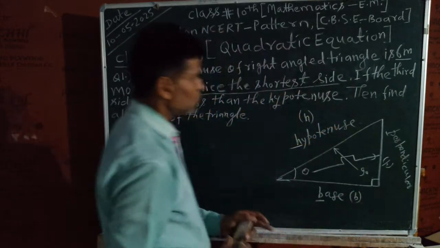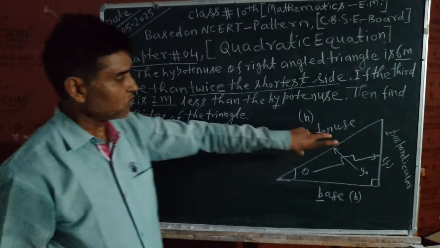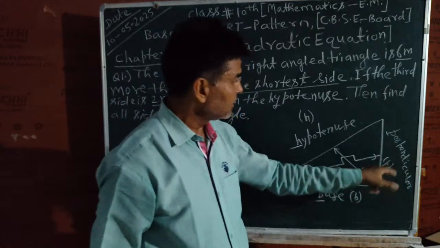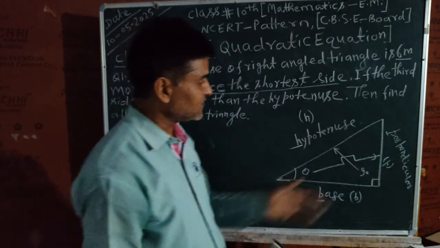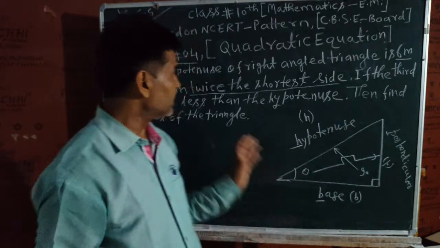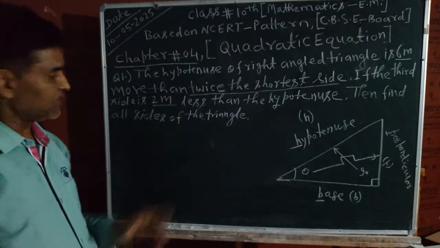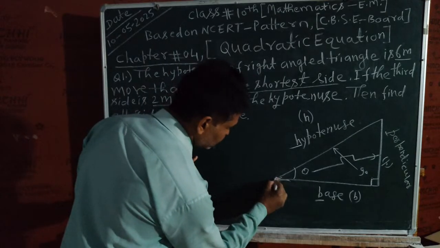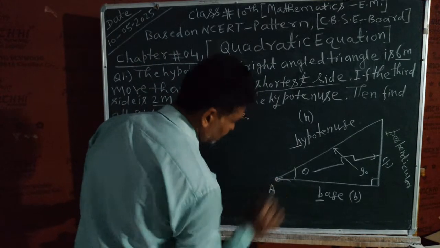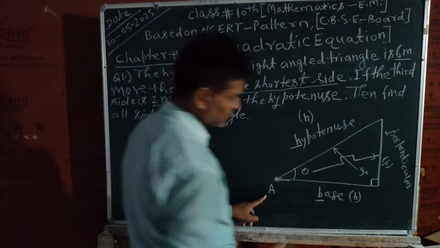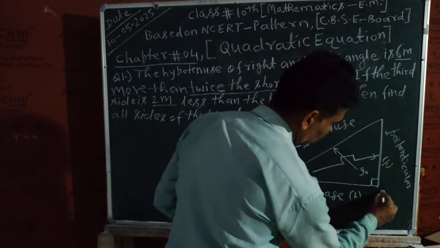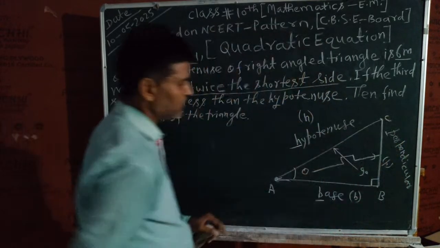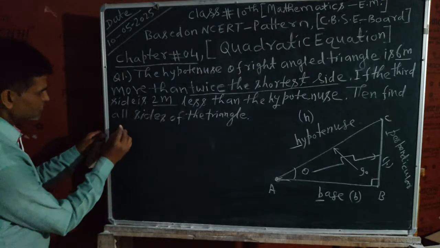Okay students, so the information is given. Hypotenuse is more than the smallest side. So I will say the smallest side is x, and then I will add 2 times the smallest side. This is the information I am going to say. This is the vertex, I am going to take the names of the vertices. This is A, this will be B, and this will be C. Okay students, so this is the geometrical meaning. So here I will write solution.